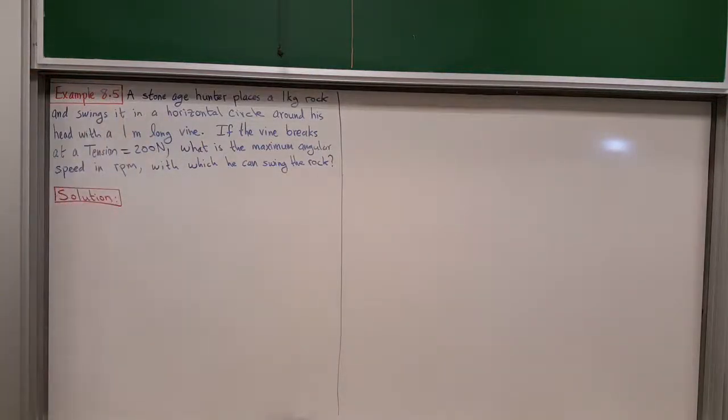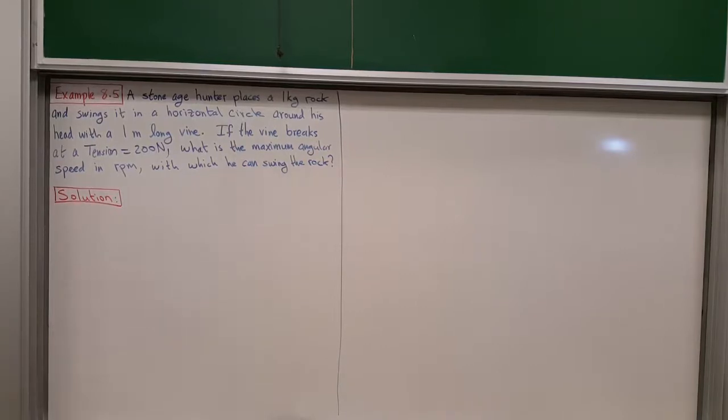So here is the next problem. It says a Stone Age hunter places a 1 kilogram rock and swings it in a horizontal circle around his head with a 1 meter long vine. It says, if the vine breaks at a tension of 200 newtons, what is the maximum angular speed in RPM with which he can swing the rock?